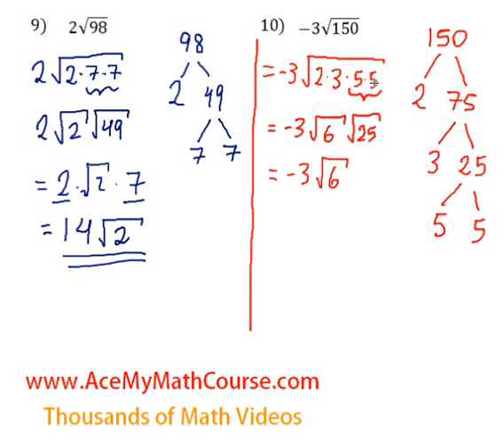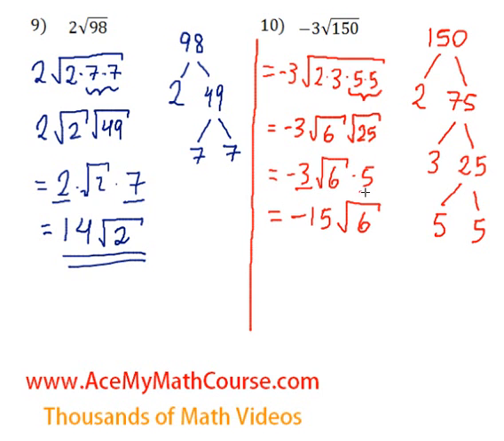By the way, I'm just taking it slow so that everyone can understand these. You are allowed to skip some steps as long as you don't make any mistakes. So the square root of 25 is just 5. And negative 3 times 5 is negative 15. So we have negative 15 times the square root of 6.